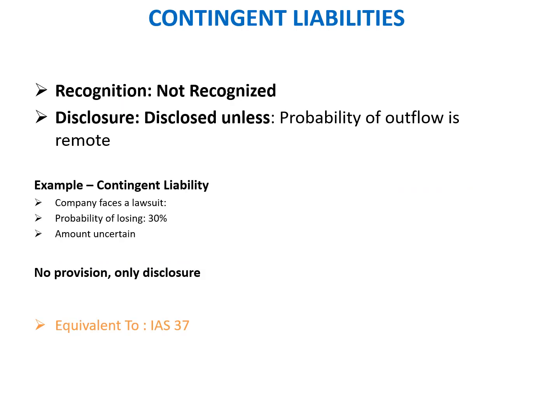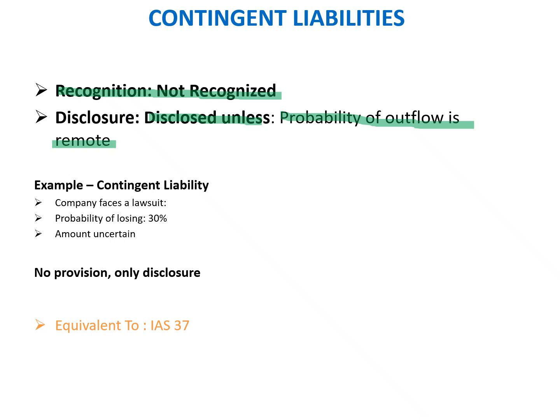Okay, now we'll talk about the contingent liability. What is a contingent liability, whether it needs to be recognized, and if not, what is the treatment? The definition of a contingent liability is that it is a possibility that there would be an outflow of cash, which means recognition is not required. There is no recognition. Disclosure, yes. It is disclosed unless the probability of outflow is remote. If it is very remote, then we do not have to disclose it even.